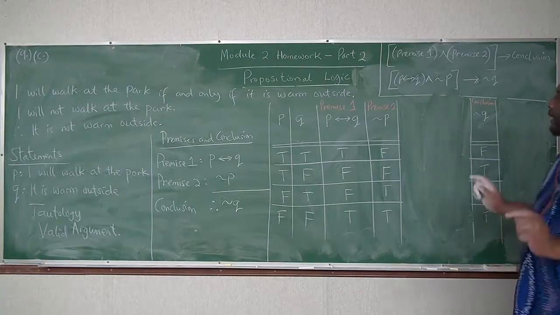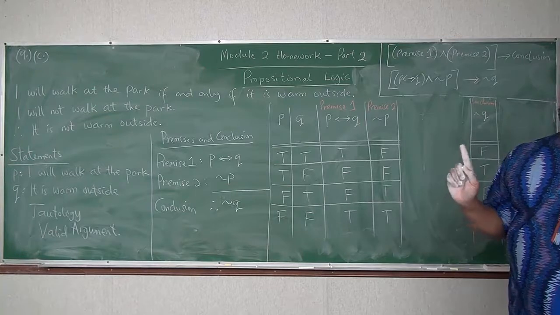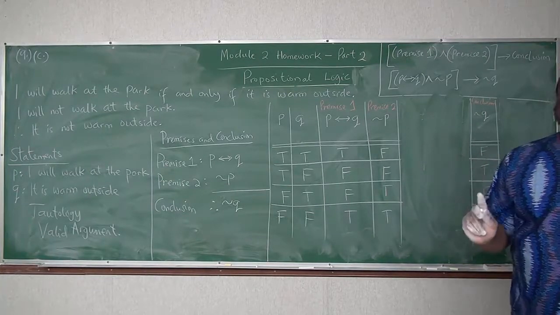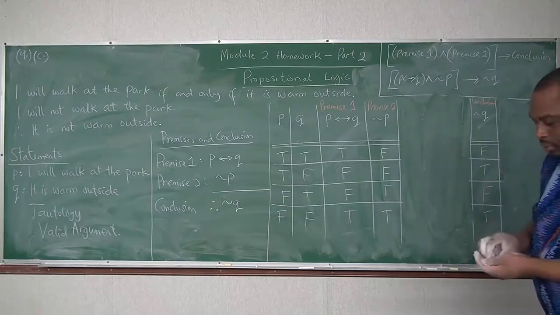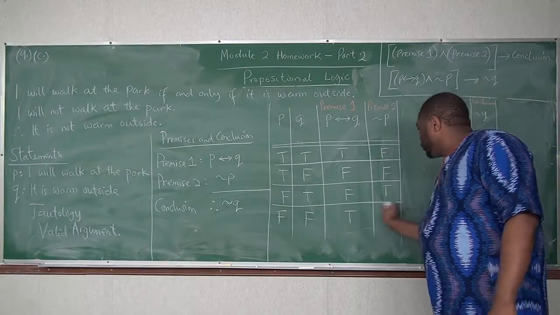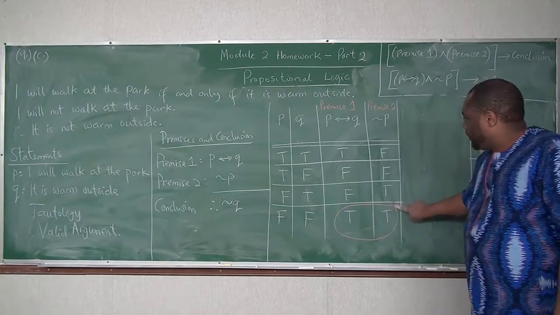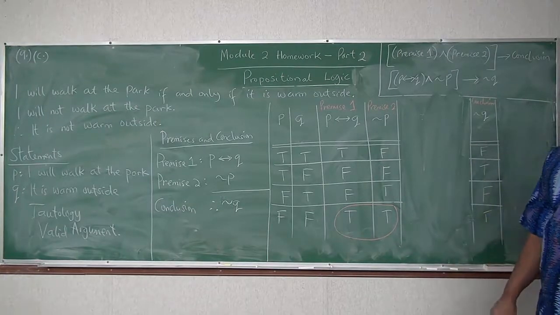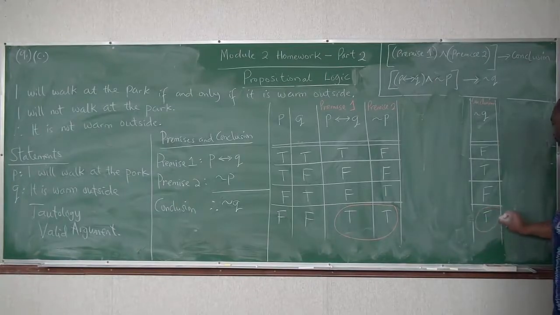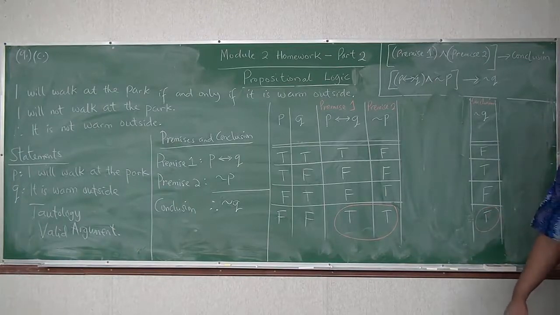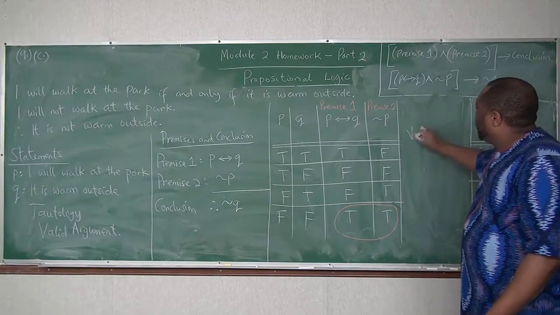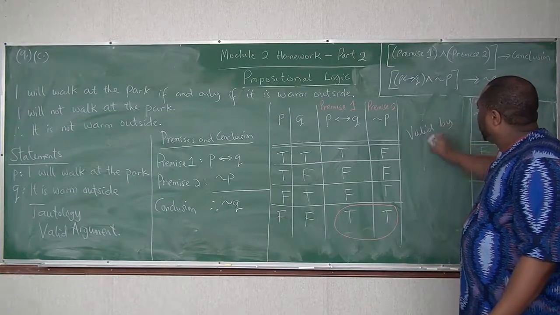Okay. Let us circle all the cases where both premises are true. So true, false, no. False, false, no. False, true, no. True, true. Yeah. Only one case. No problem. Let us check the conclusion in that case. And the conclusion is true. See? So this argument is valid by definition.